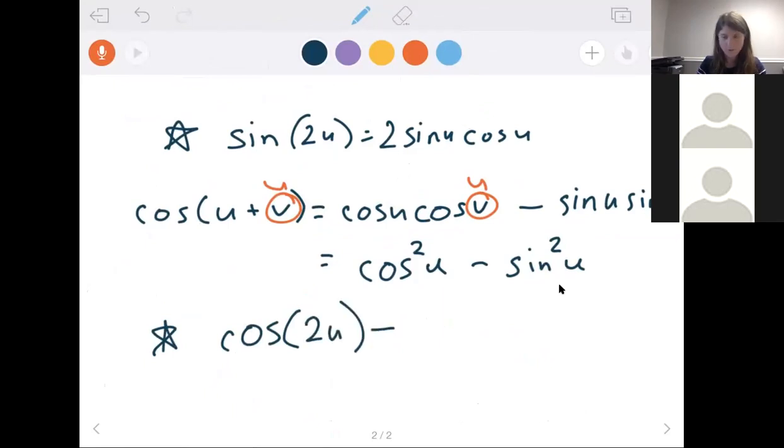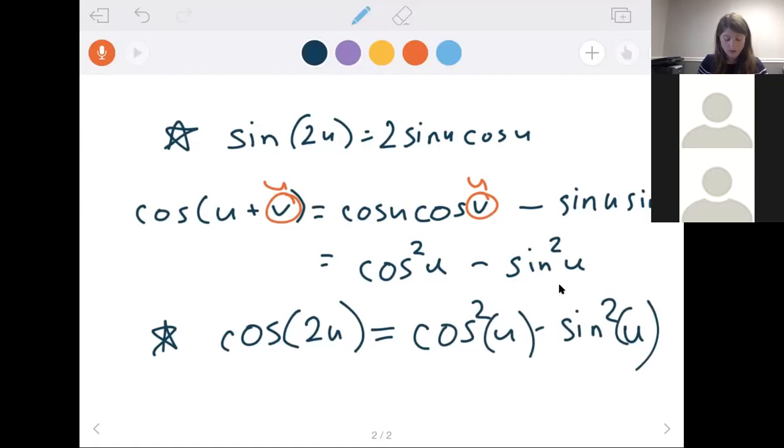Cosine of 2u gives us cosine squared u minus sine squared u. Now, this one sometimes I think can be a little bit trickier. Make sure to double check that I'm not on mute. This one is trickier because it kind of looks like the Pythagorean theorem identity, but it's not quite. But the nice thing is because it reminds us of that, we can make some substitutions and rewrite this one two more different ways.